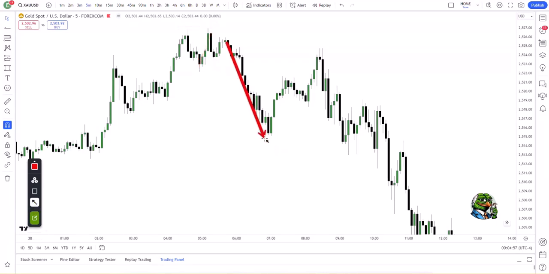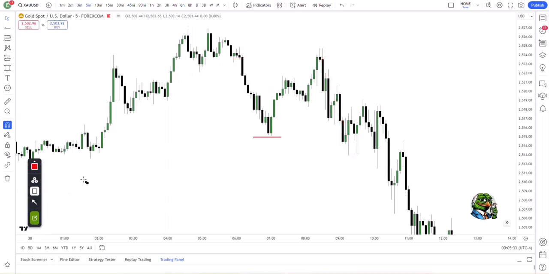Again, we have moved down with displacement. We're waiting for the market to come back to rebalance, and then we are targeting the previous low. We are trading in alignment with the displacement. So when this is moved up, we're trading in alignment with that move up. When this is moved down with displacement, when we come back for the entry, we are trading in alignment with the displacement, targeting the previous low.